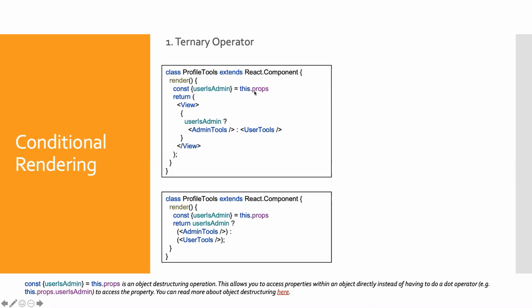So this is really what we call object destructuring in JavaScript. What this does is that you can have direct access to the properties inside the object. So for instance, we know that in this case, props actually has an object called userIsAdmin. So instead of doing this.props.userIsAdmin, we can just destructure userIsAdmin from the props and use userIsAdmin in this case.